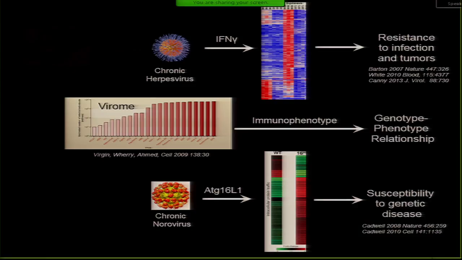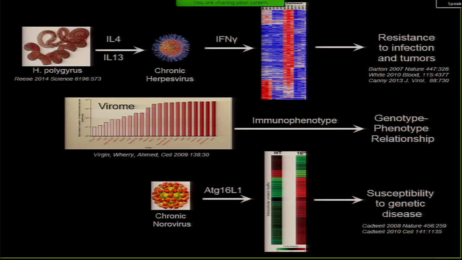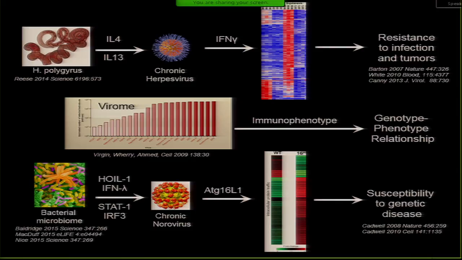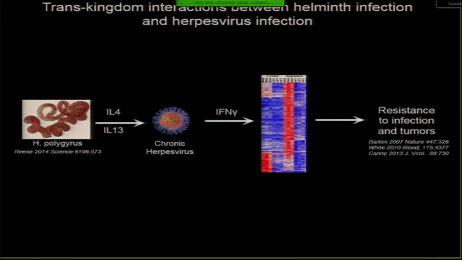So in this paradigm, it turns out that helminthic worms control the virus, which controls the gene expression, which controls bacterial resistance. And that bacteria actually control a persistent virus which interacts with the host gene to control susceptibility to disease. So I'll briefly take you through those. So this is the first story. Helminthic worms in the mouse and also humans induce an immune response encompassing interleukin-4 and interleukin-13.